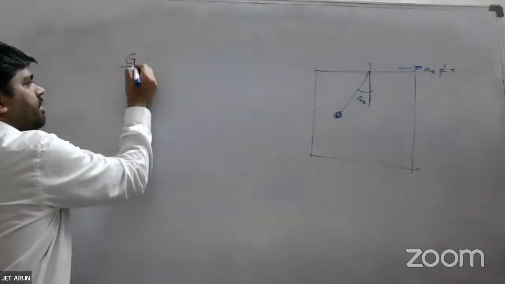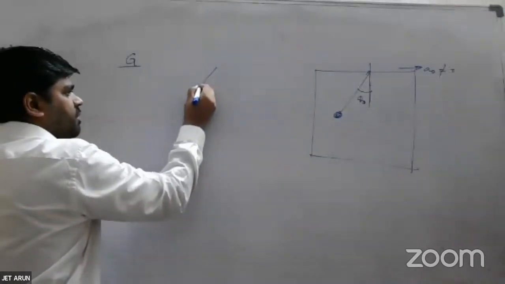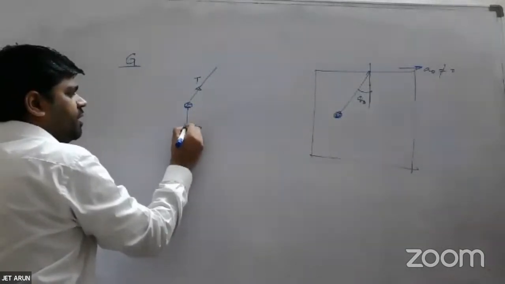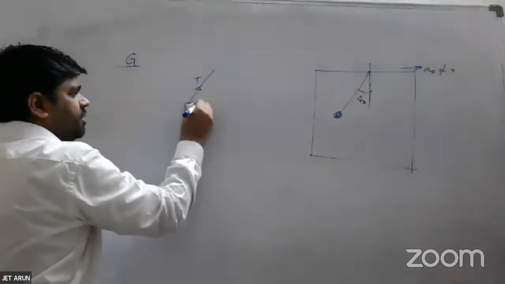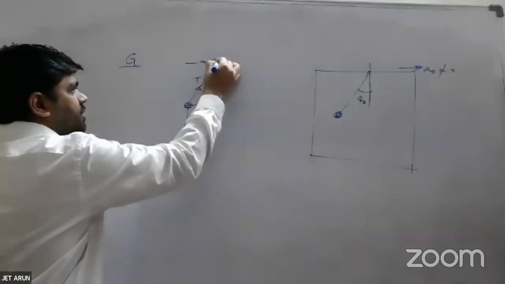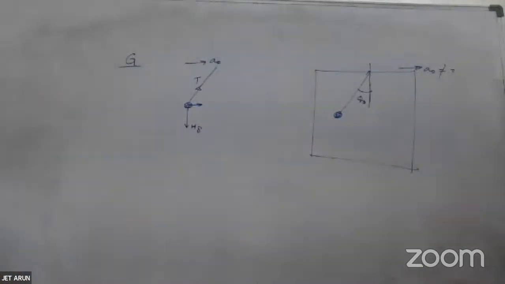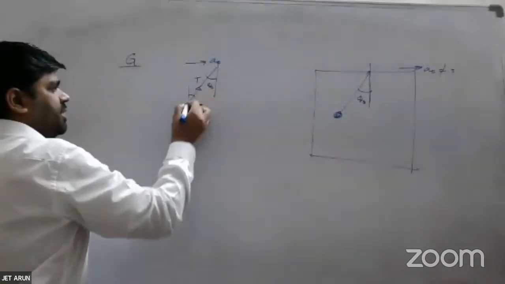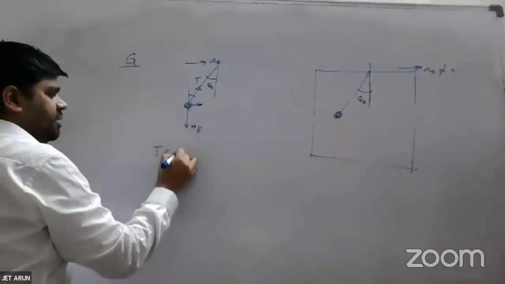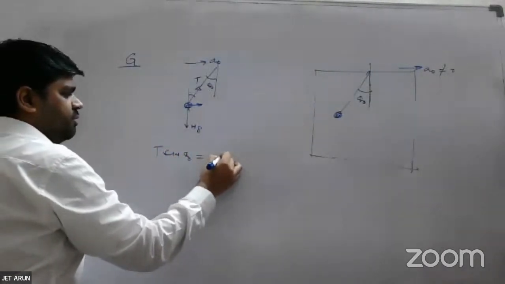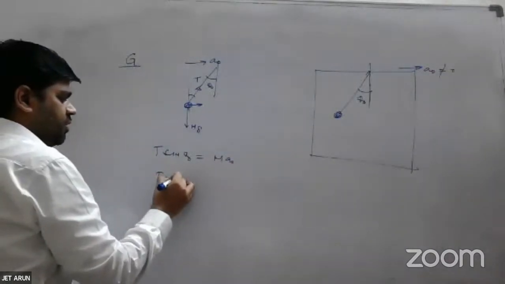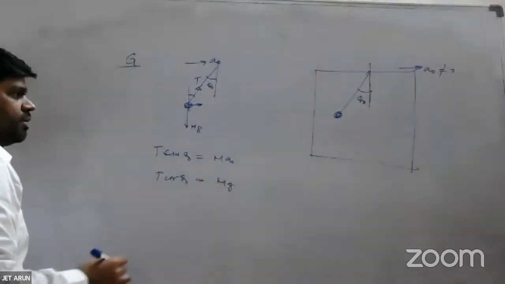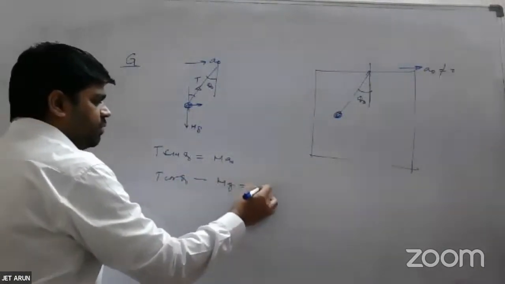From the ground frame, I've got tension T in the string. Mg is downward. The resultant of these two is making it move towards the right. So acceleration is towards the right. This is theta, this is theta. T sine theta is equal to mass into acceleration, T cos theta is equal to mg, sorry, T cos theta minus mg equal to 0.